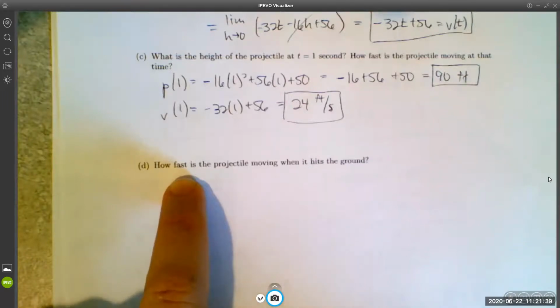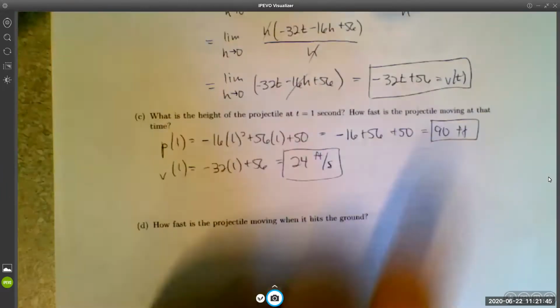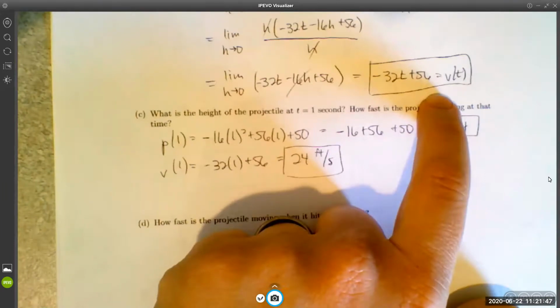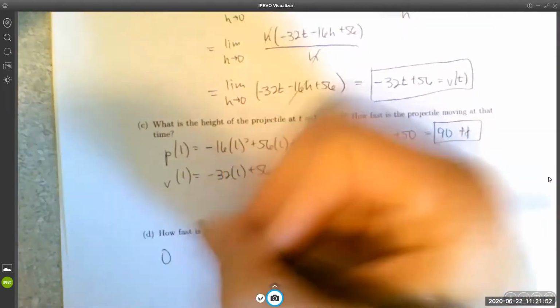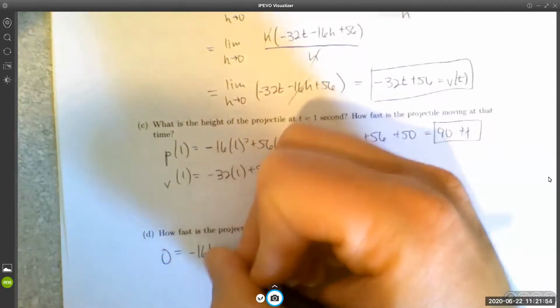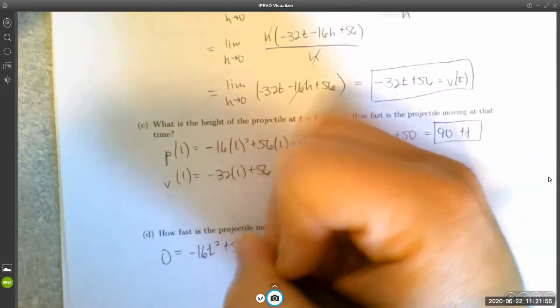Okay, so step 1, find how long it takes to hit the ground. Step 2, plug that into the velocity function. So let's do it. I'm going to plug in 0 for the position function and then solve for t.